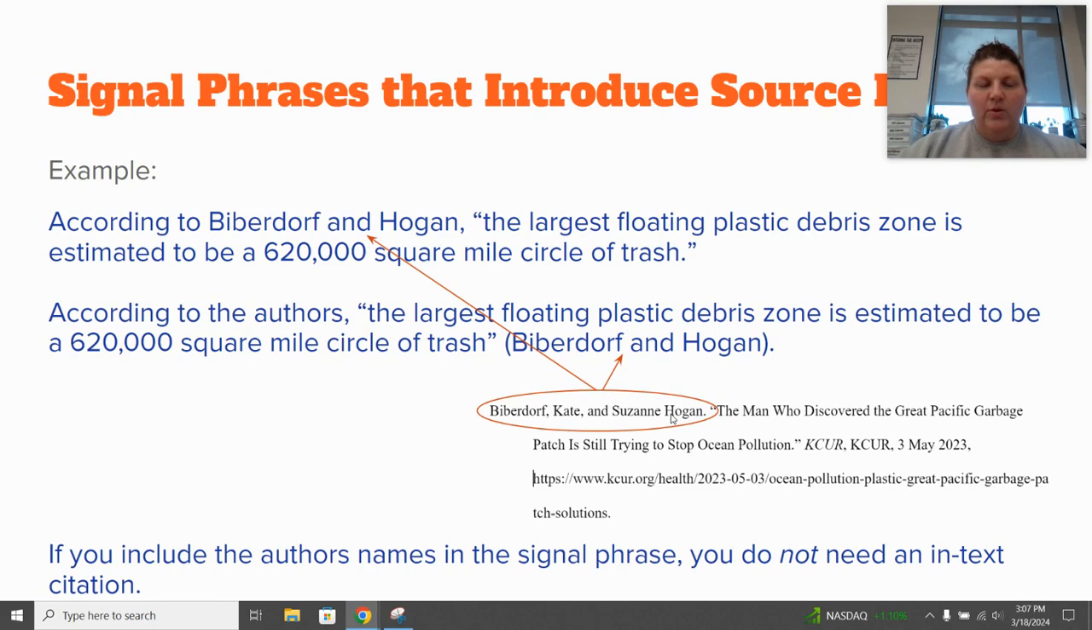Now, the difference between these two is if you include the author's names in the signal phrase, like I did in the first example, then you do not need to have a parenthetical citation, right? We don't need to say, according to Bieberdorf and Hogan, the information, and then put the parenthetical citation again. You only need to mention the names once in the sentence. Now, if I say according to the authors and I don't tell you who the authors are, then I do need to include that information in parentheses.